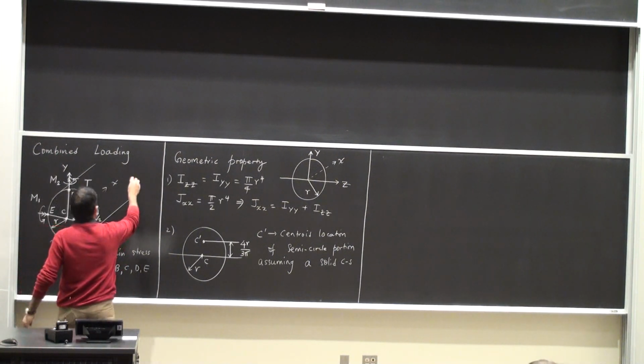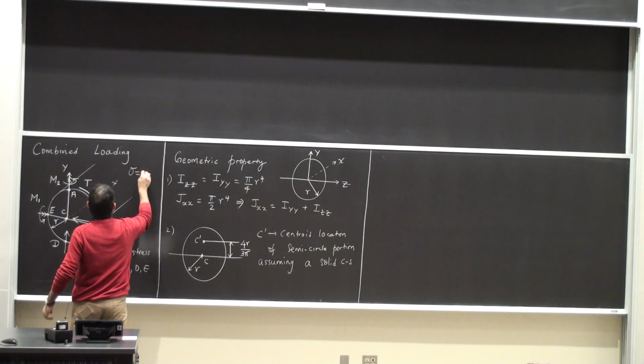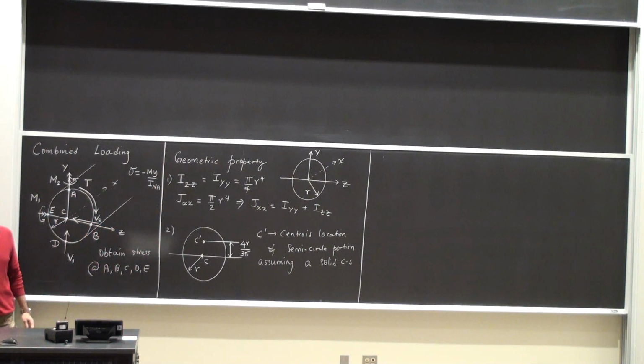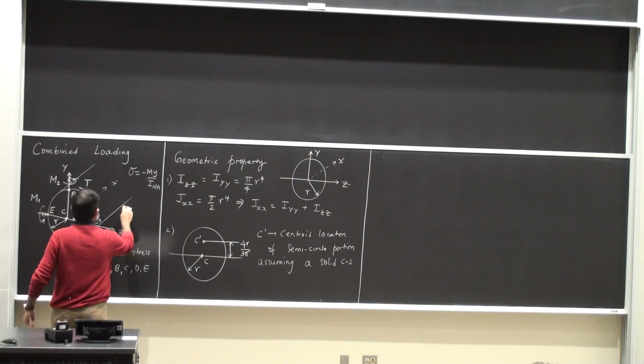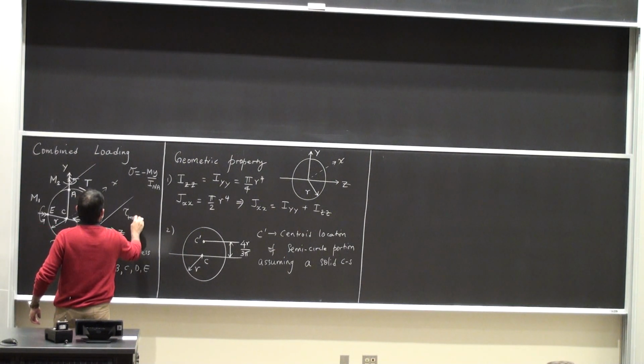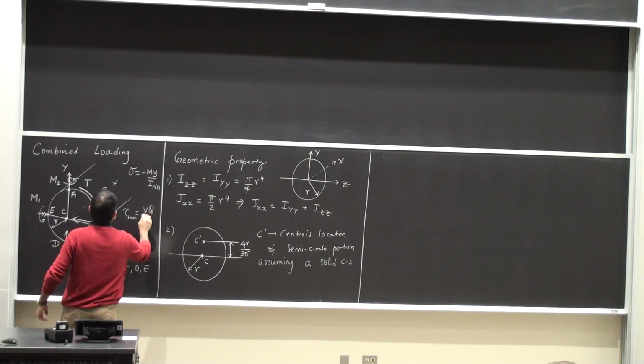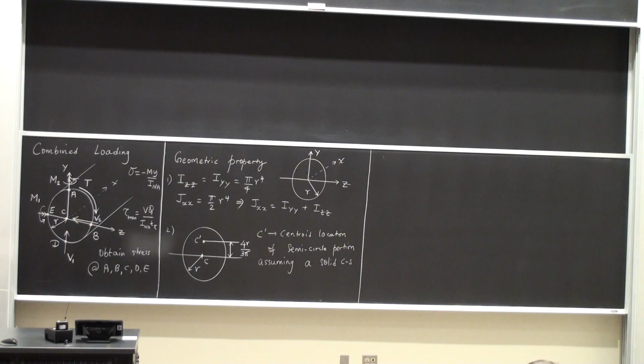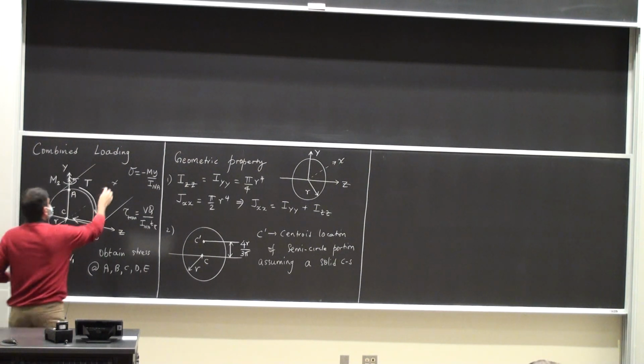Here, sigma is minus M y by I about the neutral axis, that's one. Then tau transverse is V Q by I neutral axis multiplied by t. Okay, so that's one.